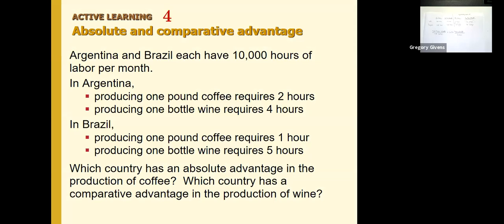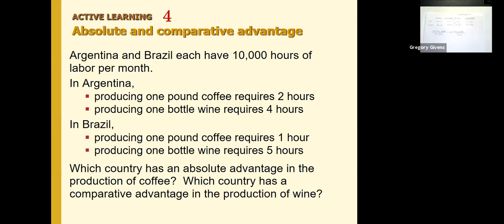Why don't you guys take a few minutes to try and work on this one? So for those of you participating remotely, as well as everybody in class, I'd like you, if you can, to get out a piece of paper, or if you want to work this on your tablet, that's fine. Try to work through this problem that applies your understanding of absolute and comparative advantage. So I'll just read it for everyone here. Argentina and Brazil, let's say, each have 10,000 hours of labor per month. In Argentina, producing 1 pound of coffee requires 2 hours.